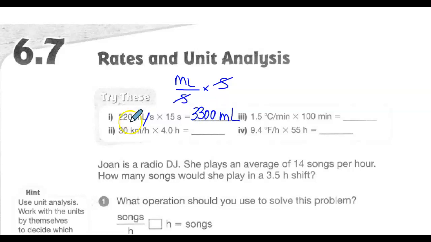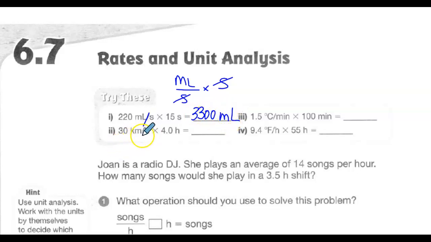So that's basically saying like you're pouring a liquid out at a rate of 220 milliliters each second, and you do so for 15 seconds. That means you're going to pour out 3,300 milliliters.